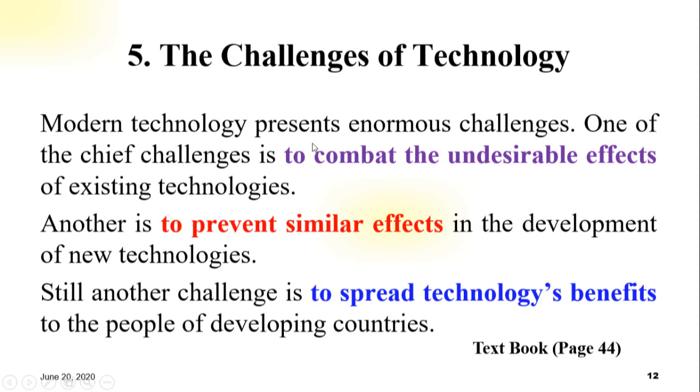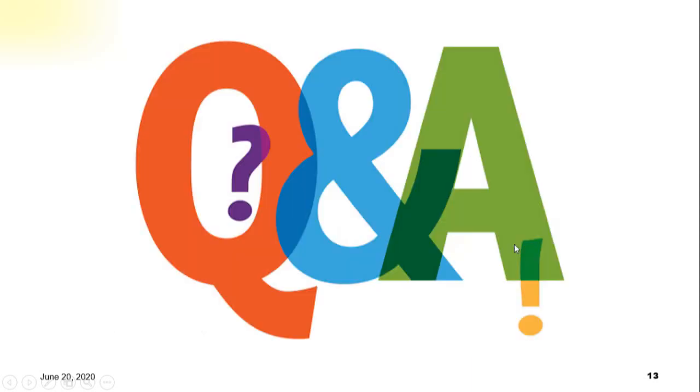To spread technology's benefits means technology's benefits are limited largely to the industrially developed countries or developed nations of Europe or North America. In the challenges of technology, there are three. I review again: to combat the undesirable effects, to prevent similar effects, and to spread technology's benefits. Please read these points in the book on page 44. So now I finish my presentation on Unit 2, Technology.